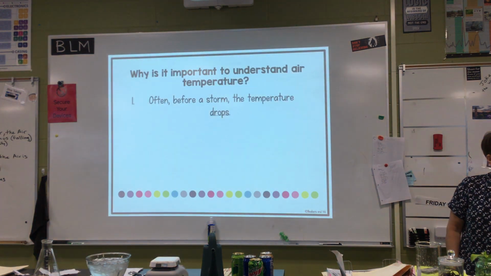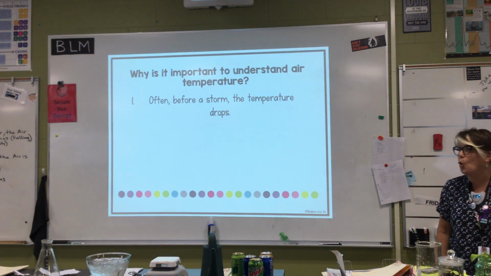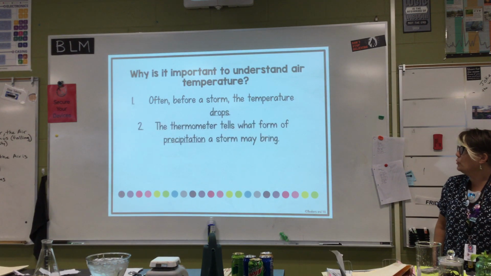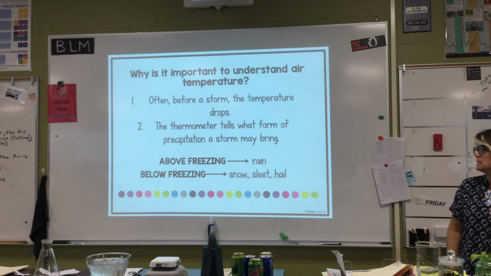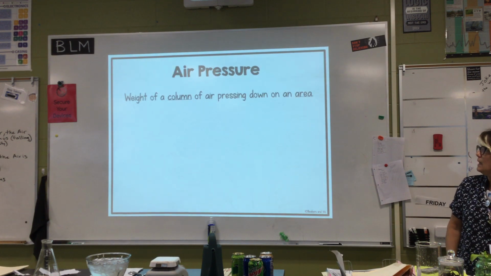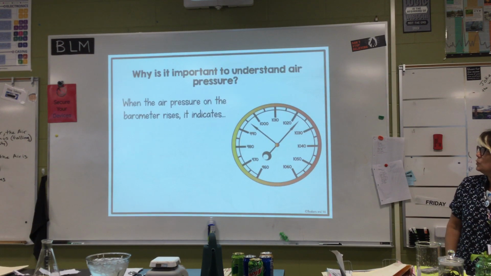All right, why is it important to understand air temperature? Before a storm, temperature usually drops. You get a cold front that comes in, and we know that a storm is going to be coming. The thermometer can also tell us what kind of precipitation. If it's above freezing, it's going to rain. And if it's below freezing, you're going to get snow, sleet, or hail. Air pressure. Oops, back up.